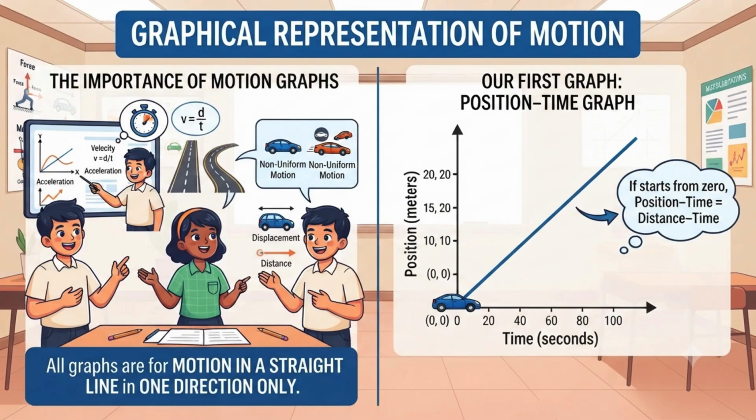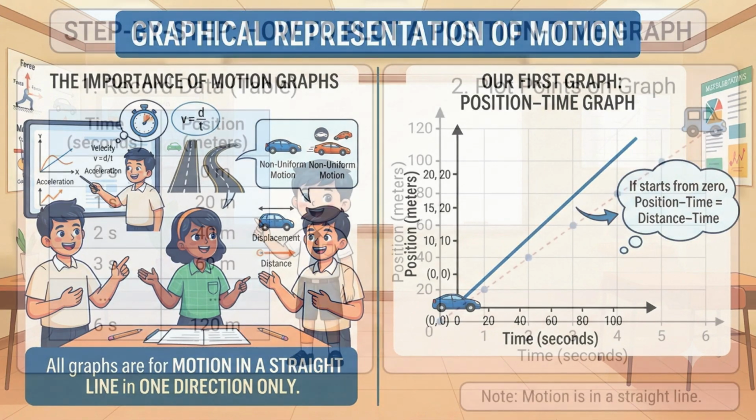All the graphs we'll study in this chapter are for motion in a straight line and in one direction only. This means that distance is equal to the magnitude of displacement, and speed is equal to the magnitude of velocity. Also, if an object starts from zero position at zero time, then the position time graph is the same as the distance time graph, and the velocity time graph is the same as the speed time graph. Now that we've understood the basics, let's begin with our first graph, the position time graph.